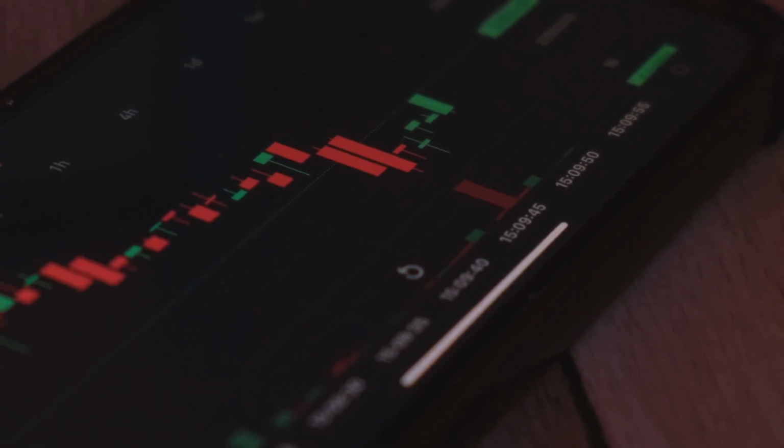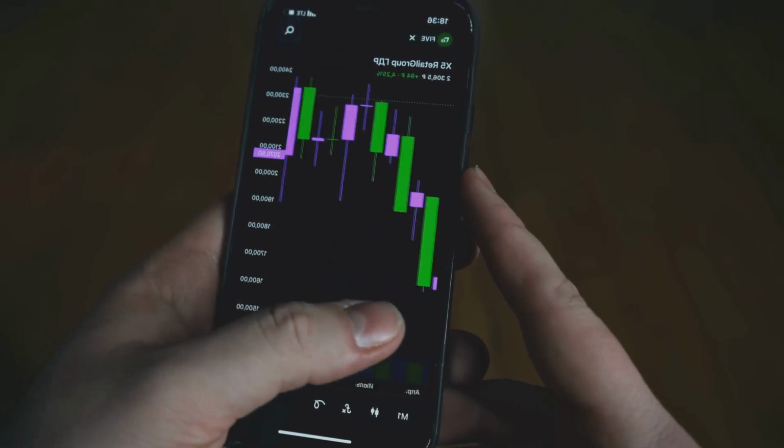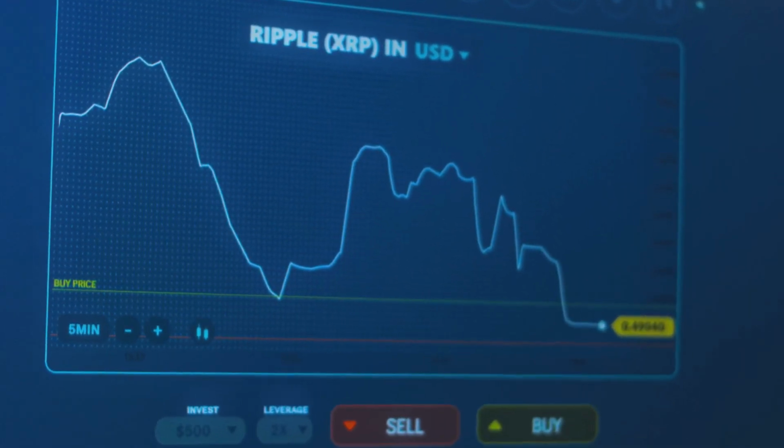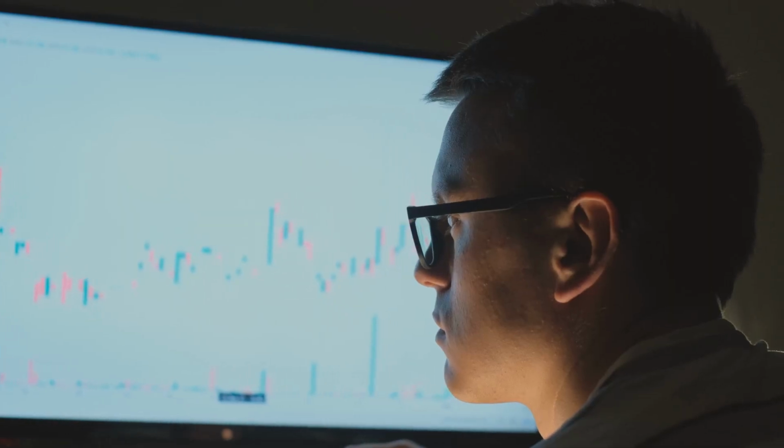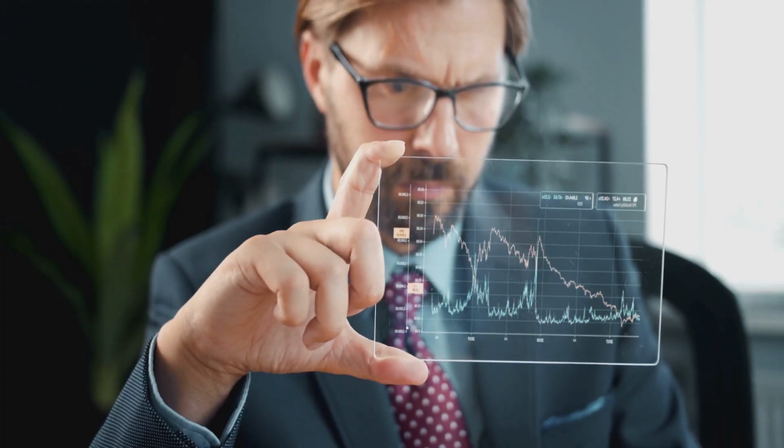Traders use 70 and 30 as key levels. Above 70 is overbought, below 30 is oversold. Overbought means the asset might be due for a pullback. Oversold suggests a potential bounce. These aren't automatic buy or sell signals. They're alerts to pay closer attention.